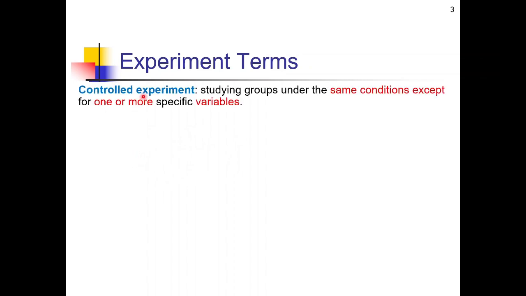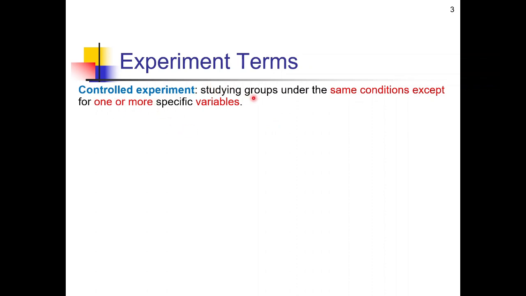So what we're going to be seeing in this lesson are examples of a few what are called controlled experiments. Controlled experiments are basically experiments where you're studying groups that have the same conditions except for one or more specific variables. So they're controlled in the respect that you're trying to eliminate all these other variables that might be impacting things and just narrow it down to one or two things that are changing between the two groups.